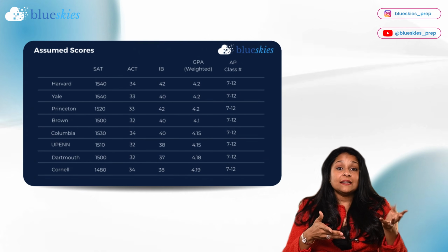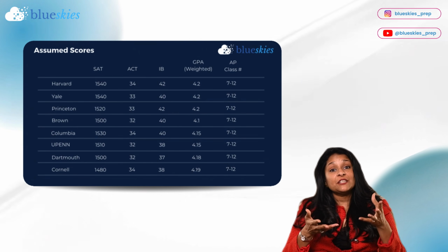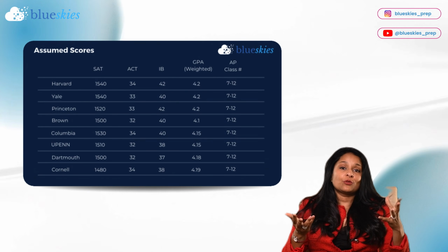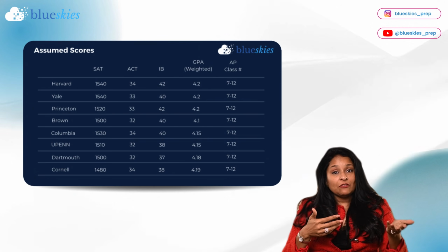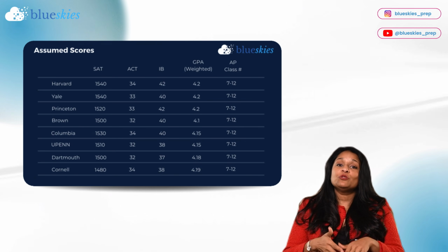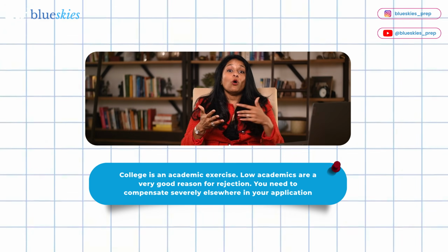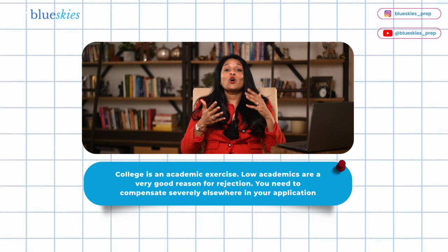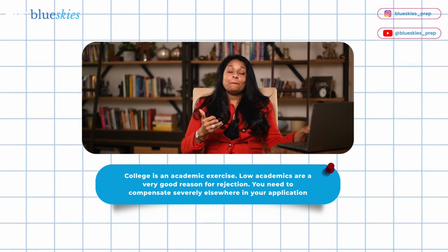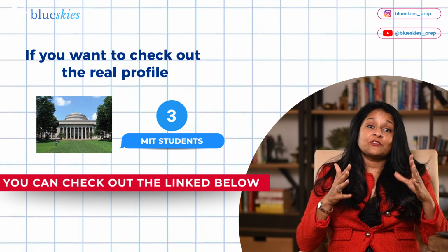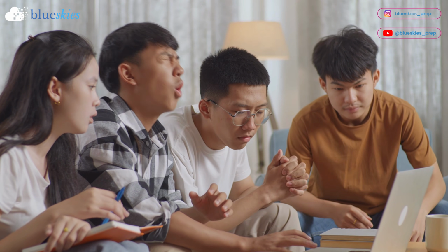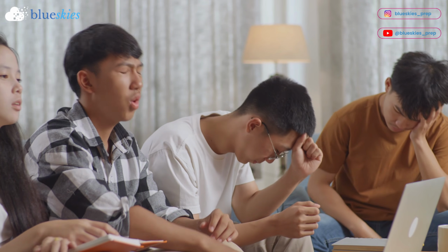At places like MIT, many admitted students are scoring 750 plus on the SAT, and students are getting the top 1% to 2% scores globally. If you don't meet this level, your application probably won't be moving forward. You might get them to review the rest of your application, but already you need to compensate with something else because your grades are lower, okay? If you want to check out the real profiles of 3 admitted MIT students, you can check out the link below, okay? More often than not, it's really hard to compensate grades, okay?